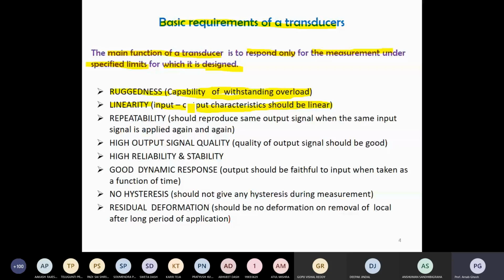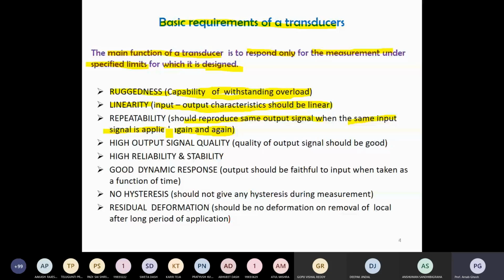Then repeatability means that every time you take a result, say 10 times, it should give the same accurate result. That is another necessary point. The repeatability should reproduce the same output signal when the same input signal is applied again and again. If you give that signal to the system again and again and get the same response, you can say it is working fine and it is a good instrument.